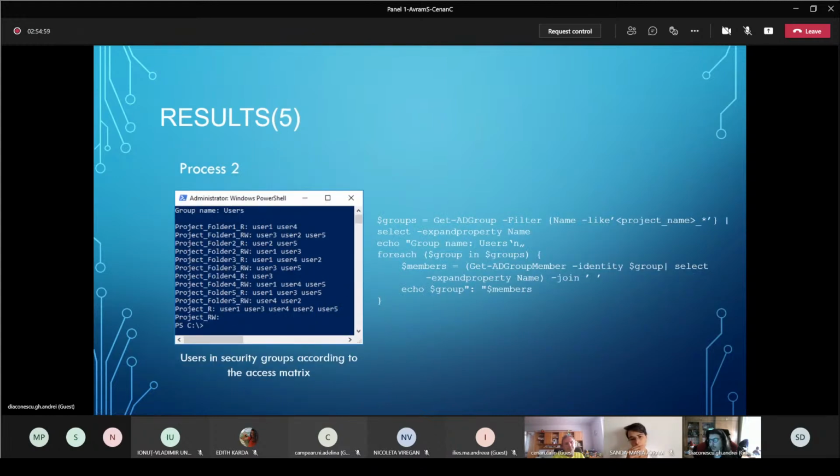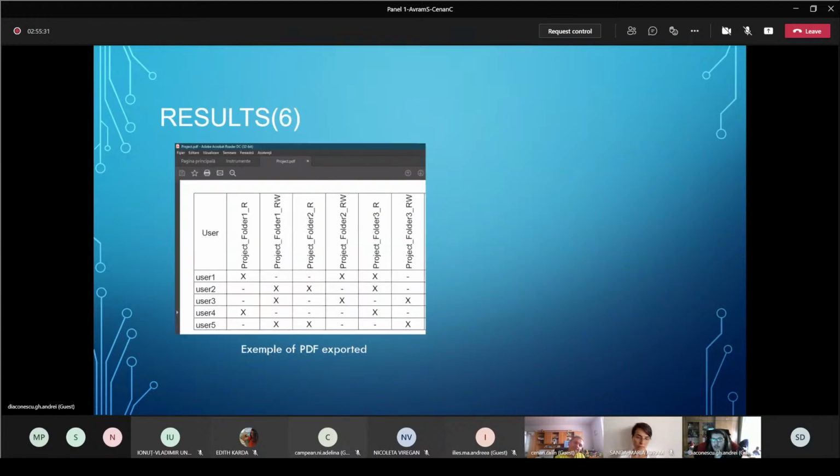Okay. To show if the second process runs correctly, you can see if in the mentioned group below are members the users you want in the matrix. As you see, user 1 from the matrix. And for the third process, the product you will obtain is a PDF with the same format I presented before.